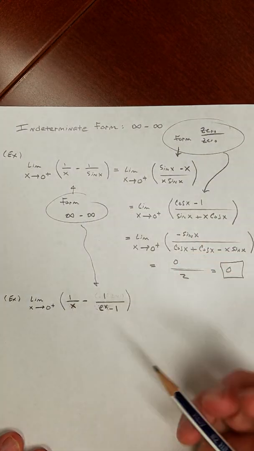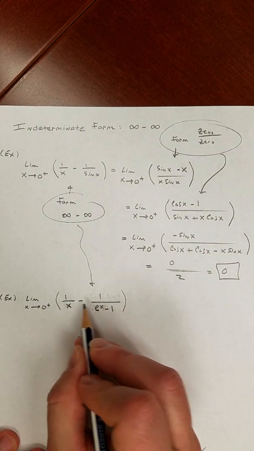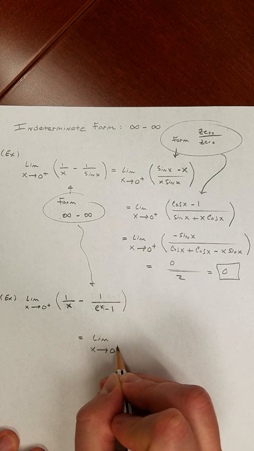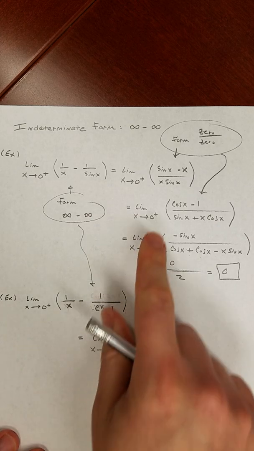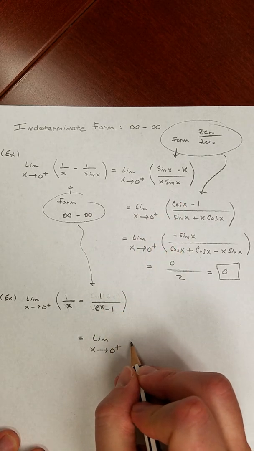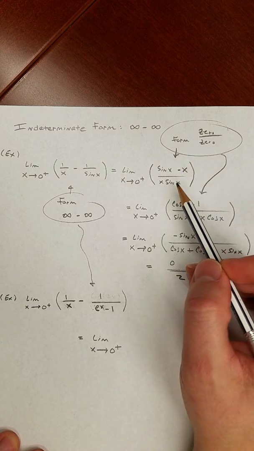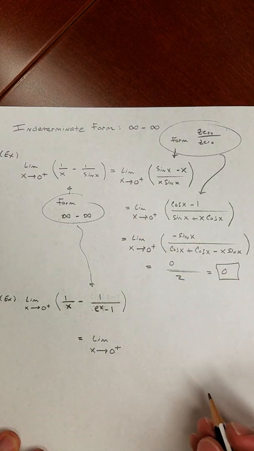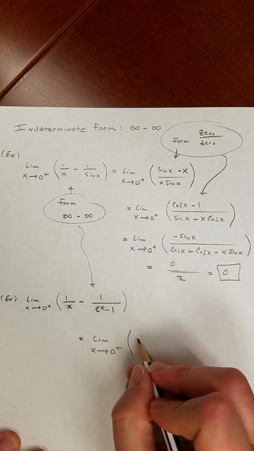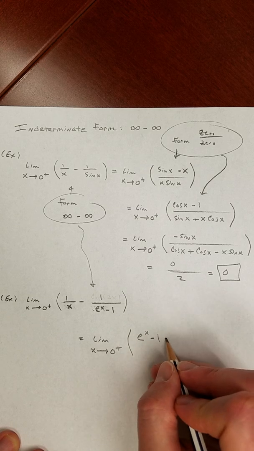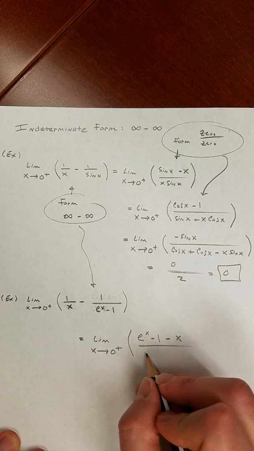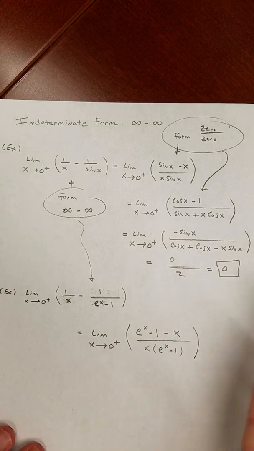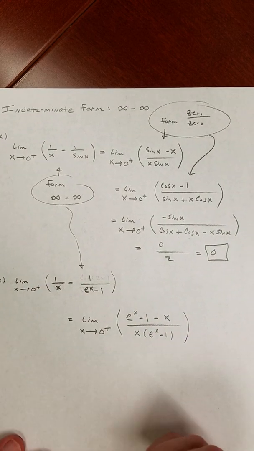So let's use the technique. We'll combine these and see if it's an indeterminate form there, and then we'll use L'Hopital's rule, which says once you have an indeterminate form, take the derivative of the top and bottom individually and then reapply the limit. So if I subtract these, I'll get e to the x minus 1 minus x over x times e to the x minus 1. So there we go. That's subtracting those two fractions.